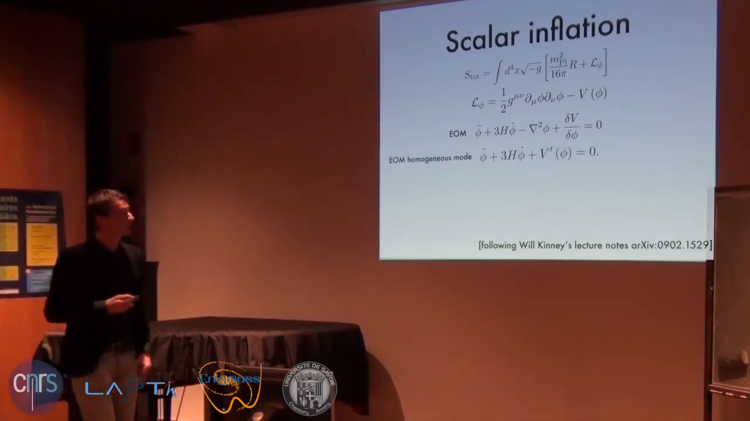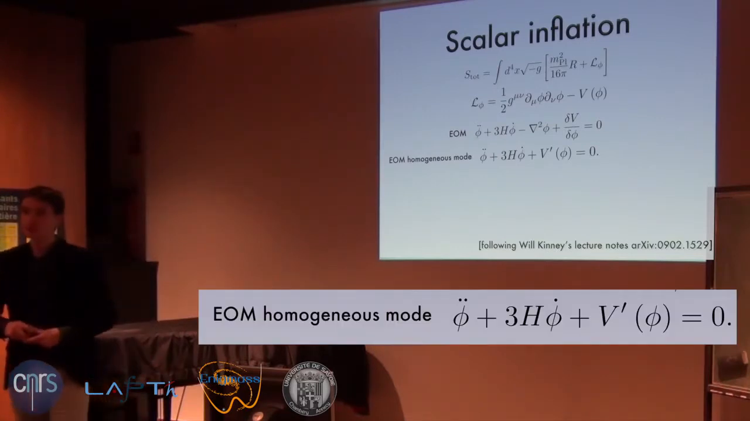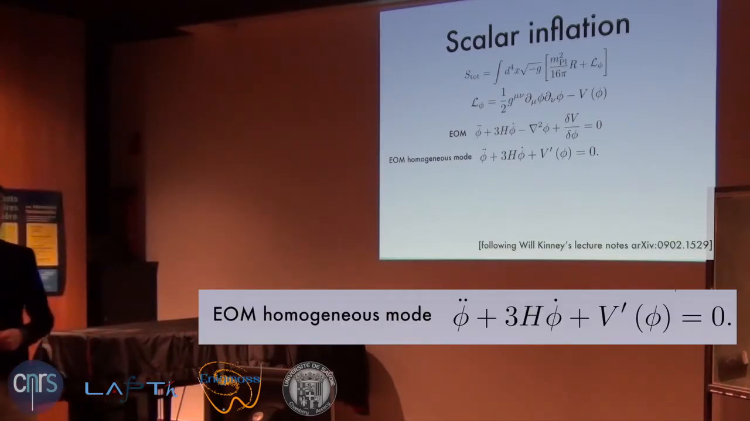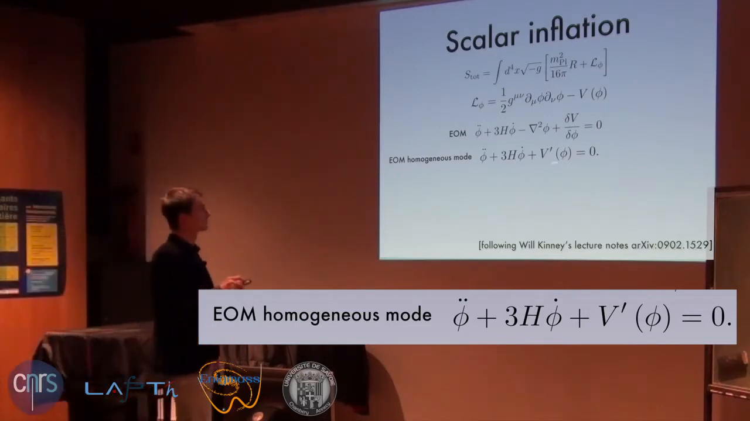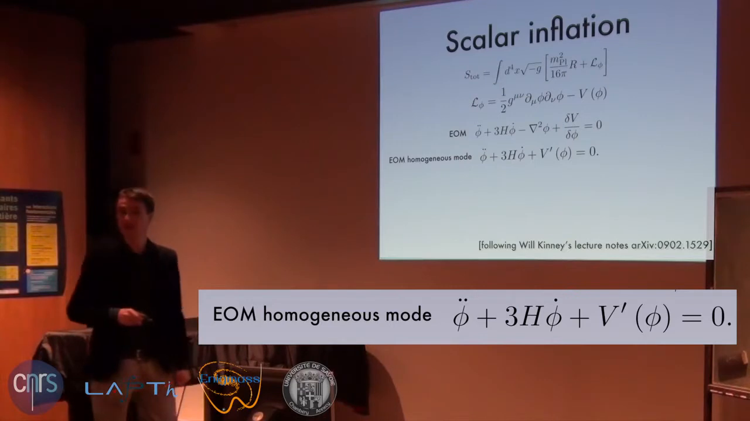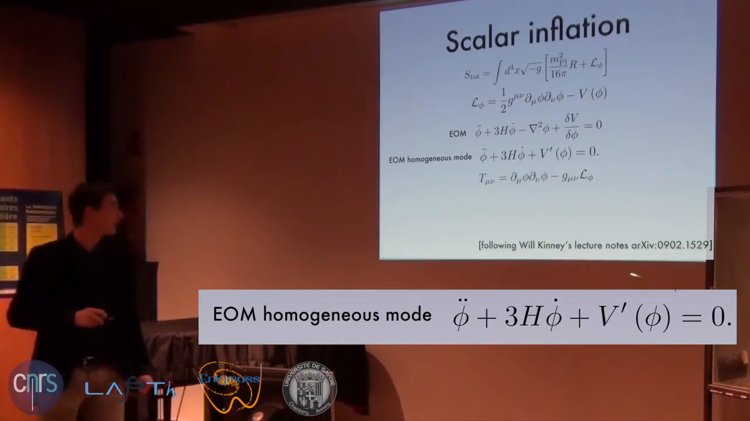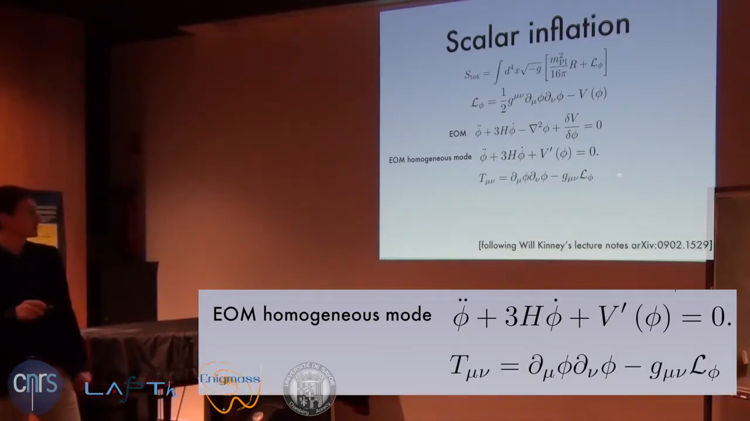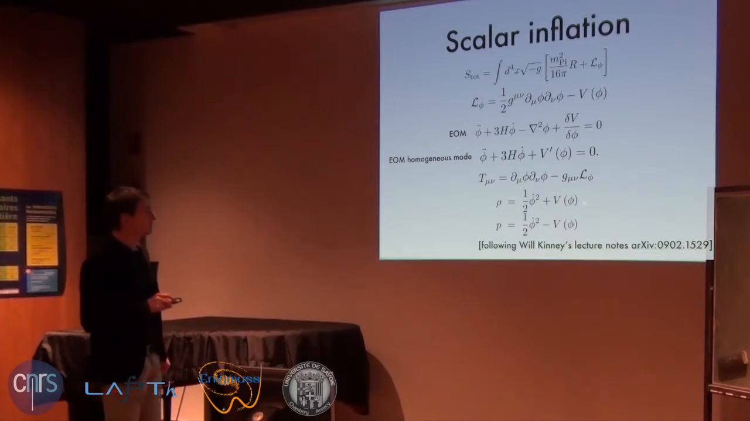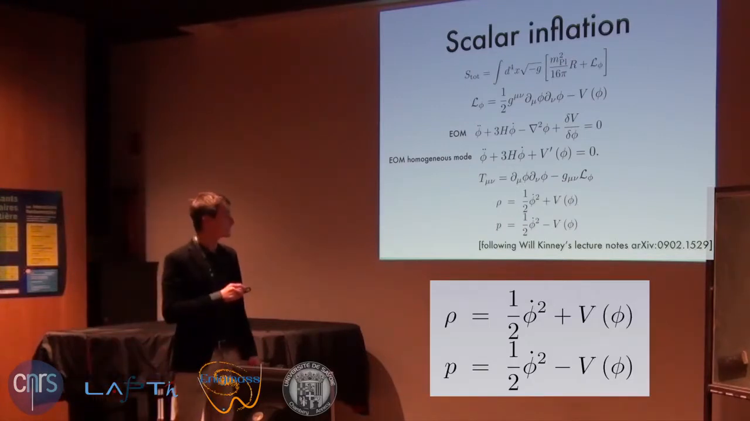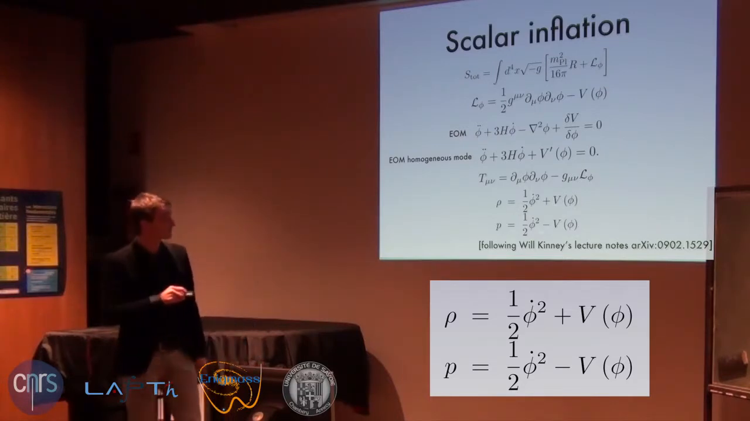Now let's first consider the homogeneous mode. For simplicity, we ignore spatial perturbations for the moment in the scalar field, and we look at how the scalar field evolves. So we have an object that is rolling down a potential with a friction that is given by the expansion rate. The stress-energy tensor is straightforward to compute. We have the kinetic terms here and the pressure there. So the energy density for the homogeneous mode is hence phi dot squared, the kinetic term, plus the potential. The pressure is the kinetic term minus the potential.